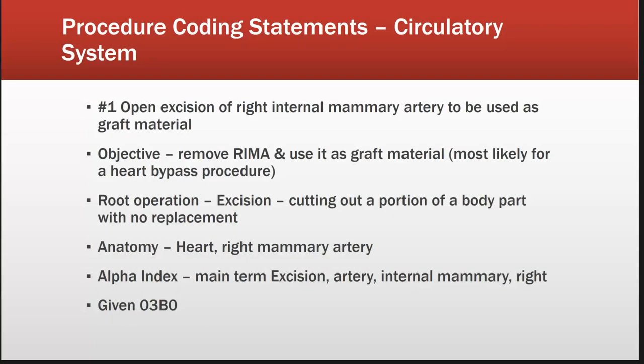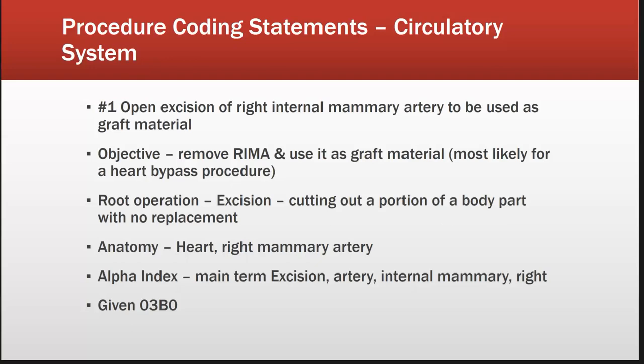So we look at the first procedure coding statement in your textbook at the end of Chapter 11. The first statement is documented as an open excision of the right internal mammary artery to be used as graft material. The right internal mammary artery is, for the purposes of the slide, abbreviated as RIMA. The objective of this procedure is removing a portion of this artery inside the heart via open procedure to be used as a graft. Typically, this would be part of a heart bypass procedure or a CABG.